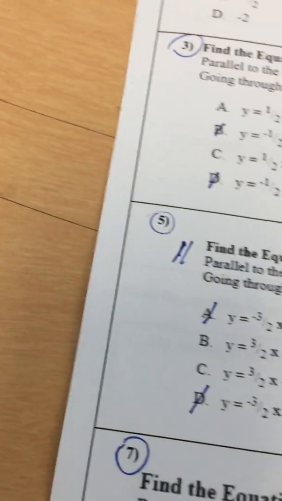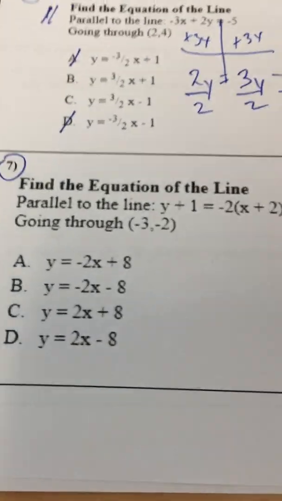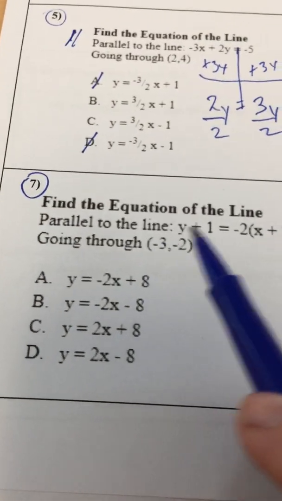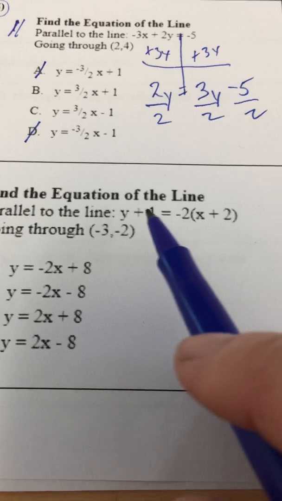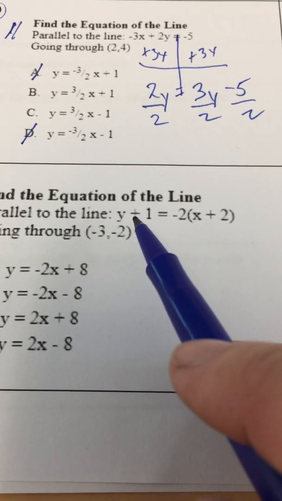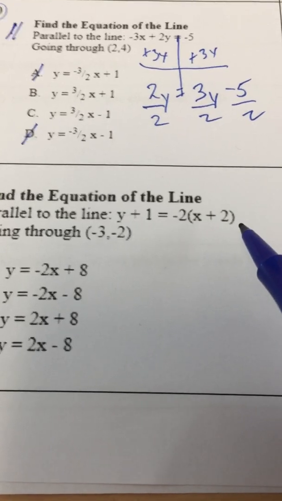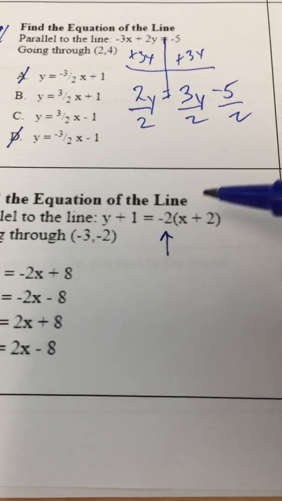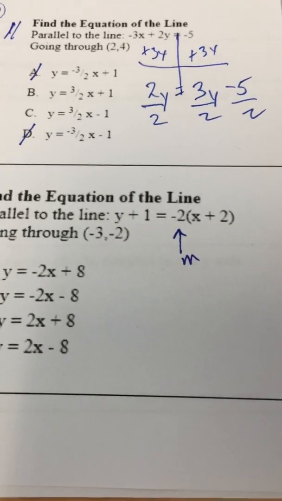Okay, so I'm letting you guys do 6 and 8. 7 I haven't looked at yet, but this is also parallel. So we're looking for a parallel line to this one. The good news is this one is in point slope form. Yes, there's a y on the left and an x and a number on the right with a number in front of the parentheses. So that number is my slope. Okay, so my slope is -2.